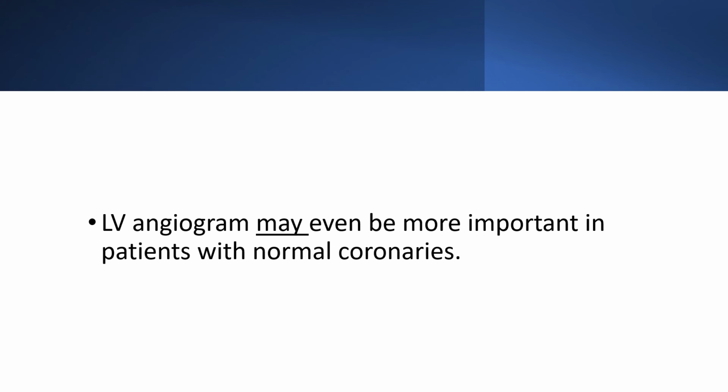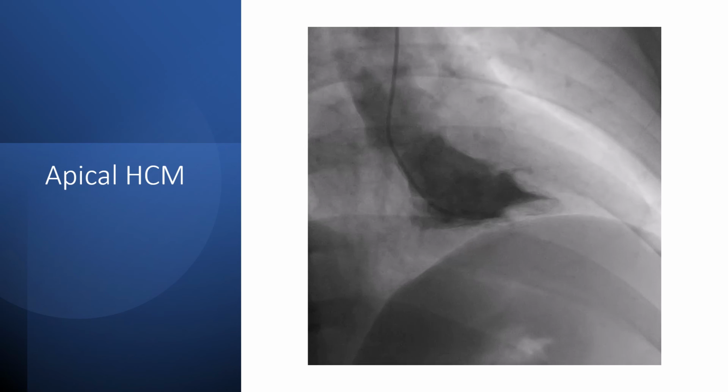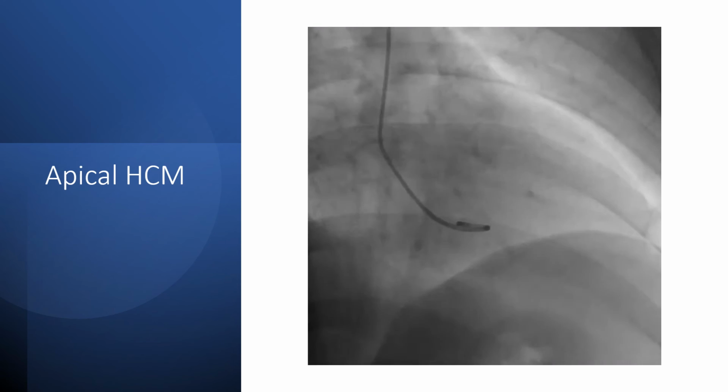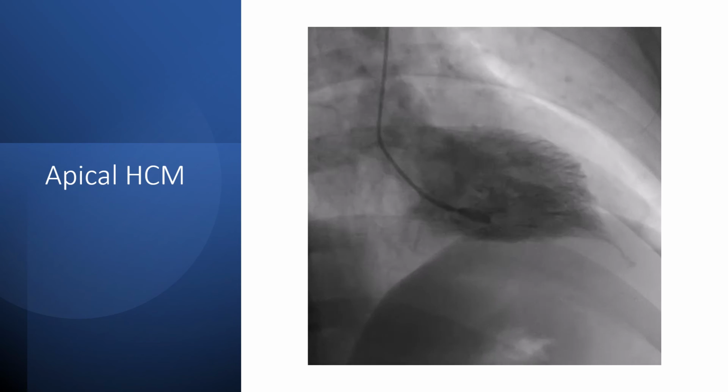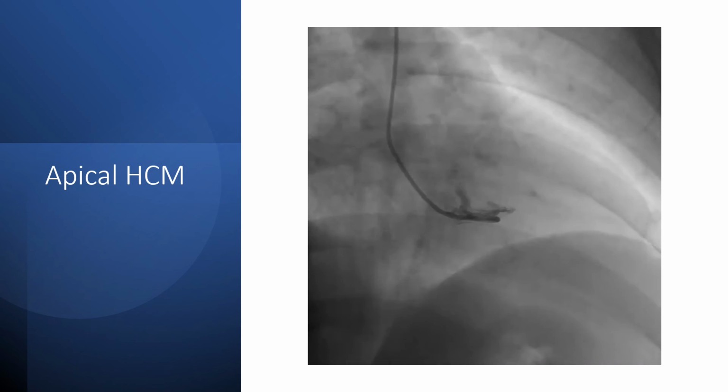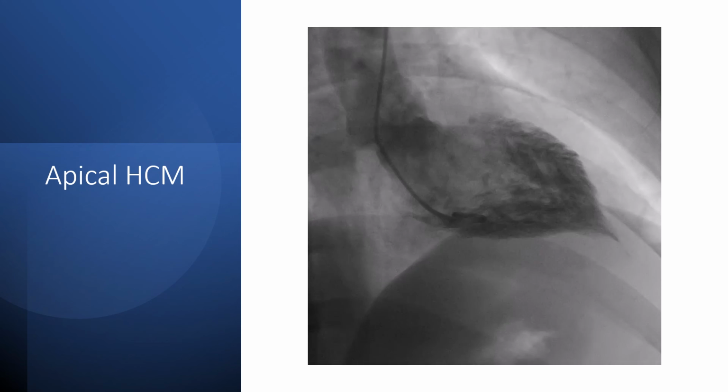because in some cases of apical HCM, the diagnosis is missed by echocardiography. This is the angiogram of a patient with apical HCM. You can see the hypertrophy involving the apical part with almost complete obstruction of the lumen.